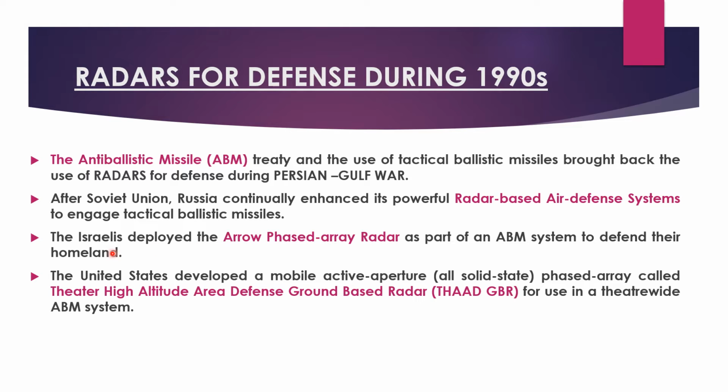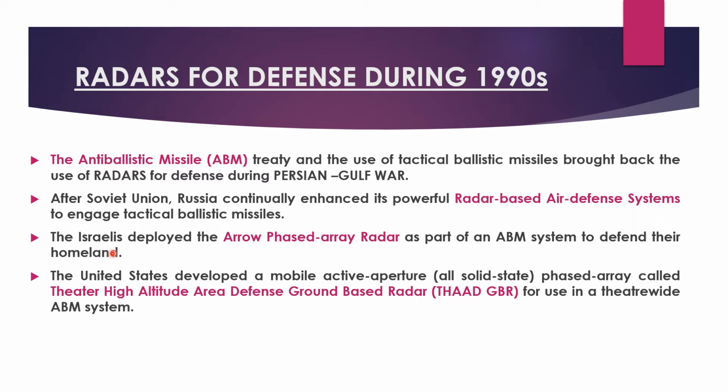Okay, and then the second country, Israel, deployed an airborne phased array radar as part of an anti-ballistic missile system to defend their homeland. So to incorporate an anti-ballistic missile system, you should also have radar technology with you. Then only you can implement it. Otherwise, you cannot destroy the missiles coming from the enemy. You are not able to detect from where they are coming, and definitely they are going to cause a lot of property and human damage.